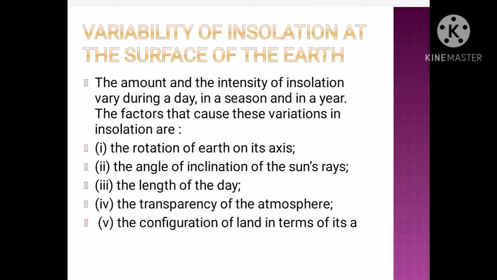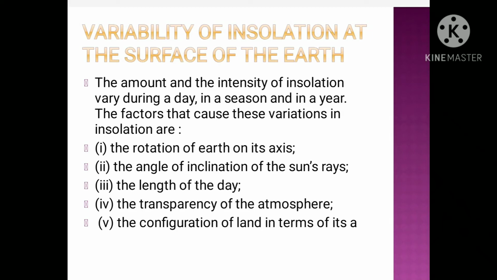Variability of insolation at the surface of the Earth. The amount and intensity of insolation vary during a day, in a season, and in a year. The factors that cause these variations in insolation are: the first one is the rotation of Earth on its axis. Second is the angle of inclination of the sun rays. Third is the length of the day. Fourth is the transparency of the atmosphere. And fifth is the configuration of land in terms of its various aspects.